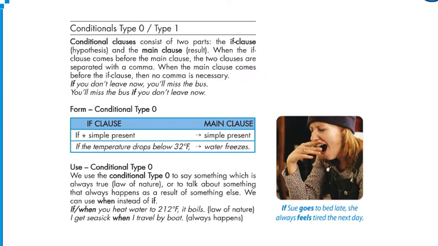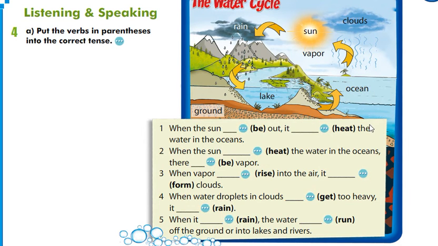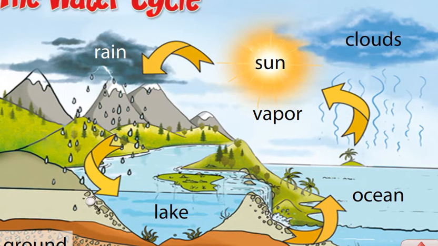Well, this was a reminder of the use of the conditional type 0. We use it to express scientific facts. Now, here there's a brief explanation of the water cycle. This is an exercise. In this picture, you can see how the water cycle is presented. For your class, you have here some vocabulary which could be useful: the rain, sun, clouds, the ocean, lake, the ground.